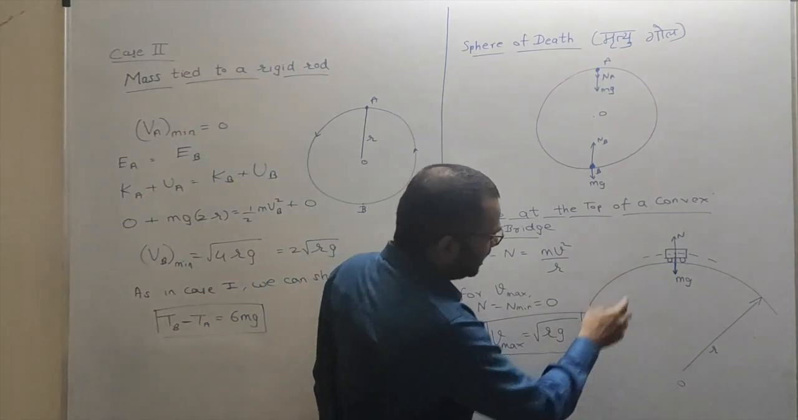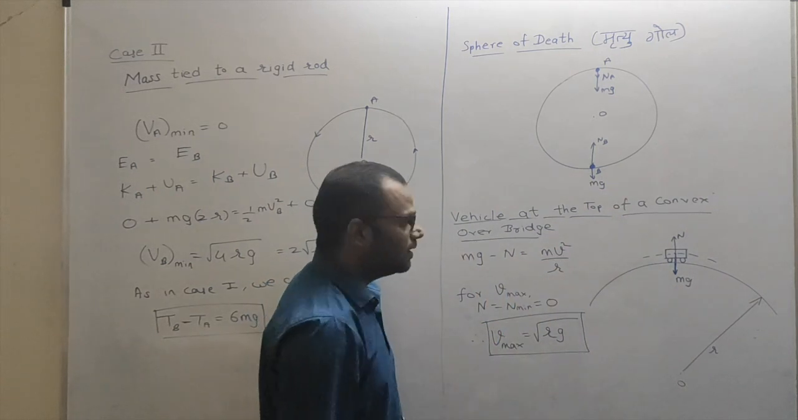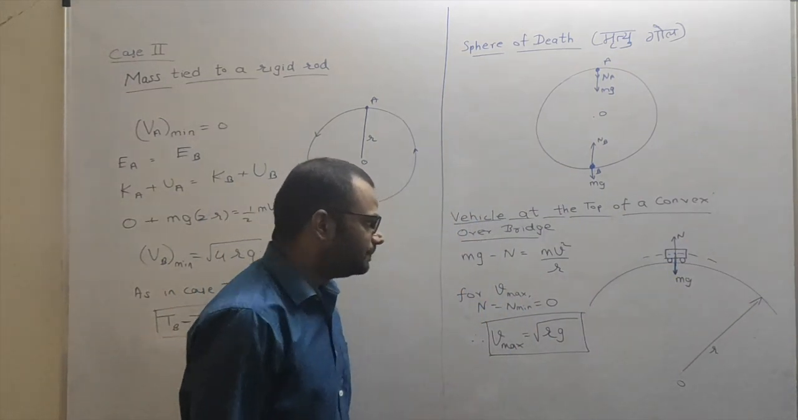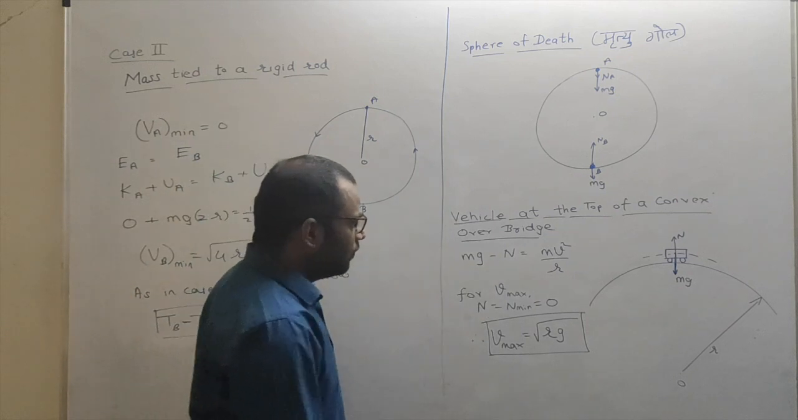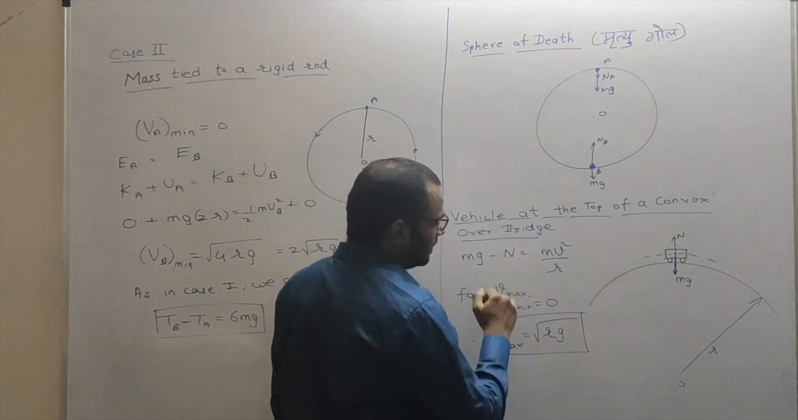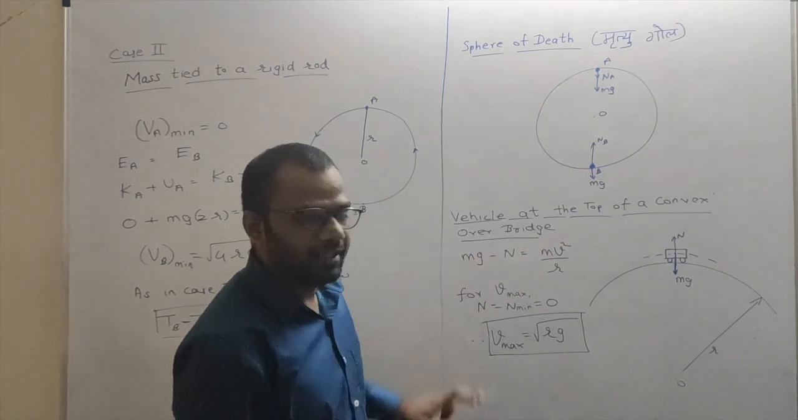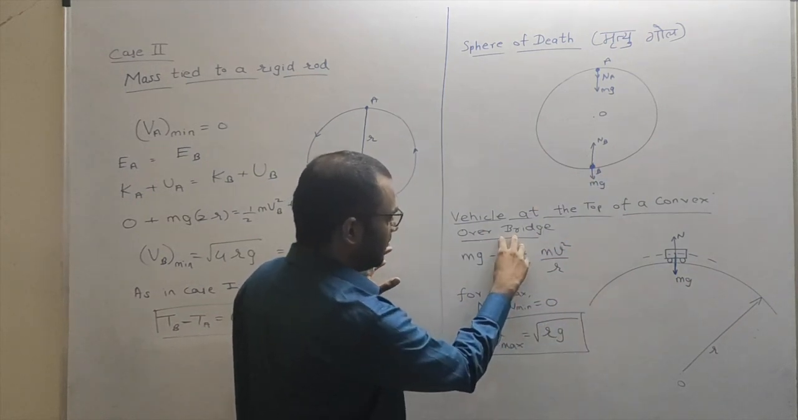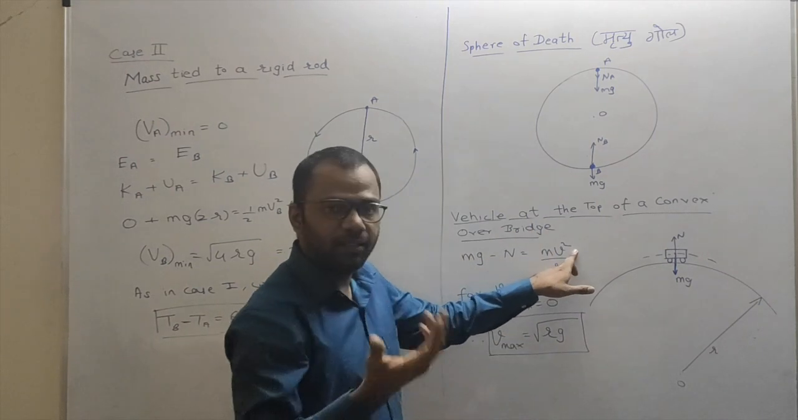So the net force in the downward direction towards the center will be mg minus n. That will be equal to mv square upon r, where v is the speed of the vehicle at the topmost instant. Okay? As you can see in this equation, if the velocity is greater, the normal reaction will be lesser because it is mg minus something equal to mv square upon r. So as this n becomes lesser, this itself will become greater. So v will become greater.